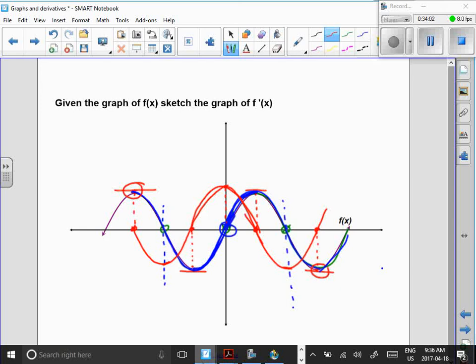What does it look like going on here? If I just continue this pattern, this end must finish off like this, and this end must finish off like that. The red function is the derivative. And it appears that if the original function f of x is sin x, then f prime of x looks like cos x.